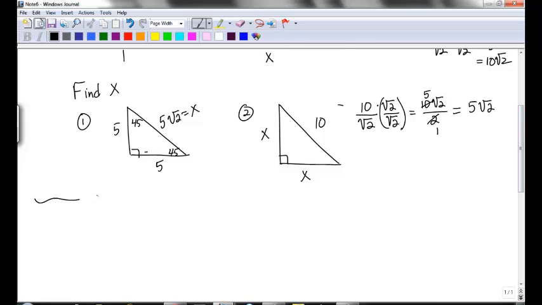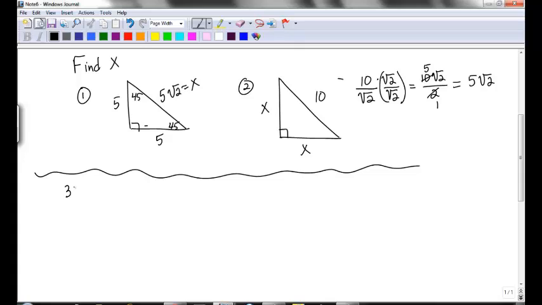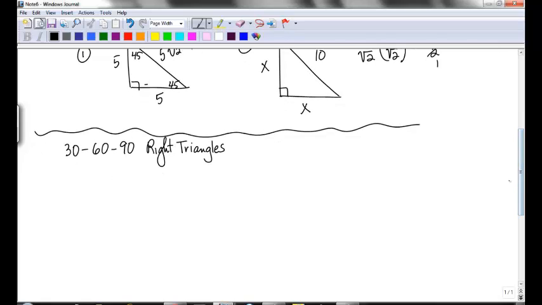Put a little separator. The other special case is a 30, 60, 90 right triangle. There's a special relationship between the sides of every 30, 60, 90 right triangle. Watch up here a minute. The standard labels in trig: the side opposite the 30 is 1.